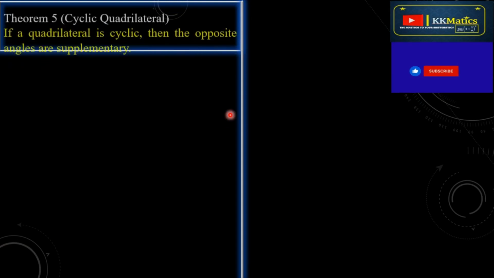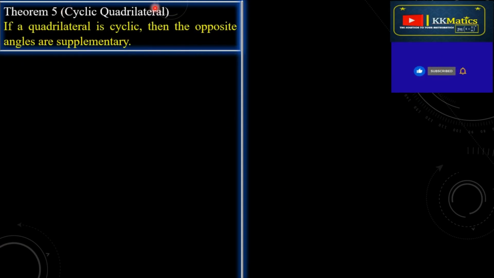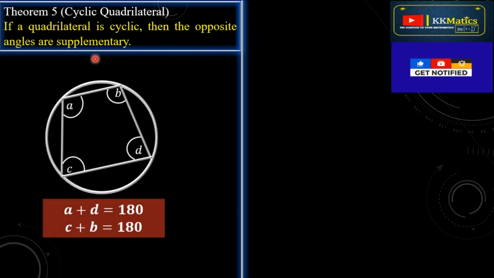Theorem 5, the cyclic quadrilateral. We are saying that if a quadrilateral is cyclic, then the opposite angles are supplementary. So this is what we meant by that.